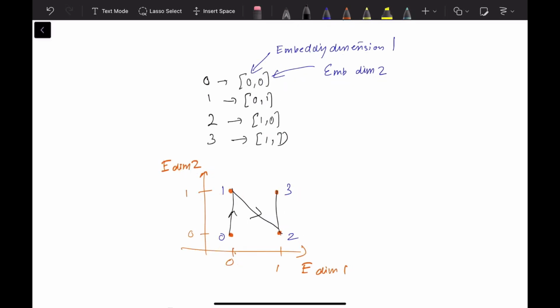Let's try to analyze this graph a little further. The major problem with this graph is that this is discontinuous. And as you can see, if you move from this position to this position, you flip both the bits from 0, 1, you go to 1 and 0. So two major challenges that we see in this graph.